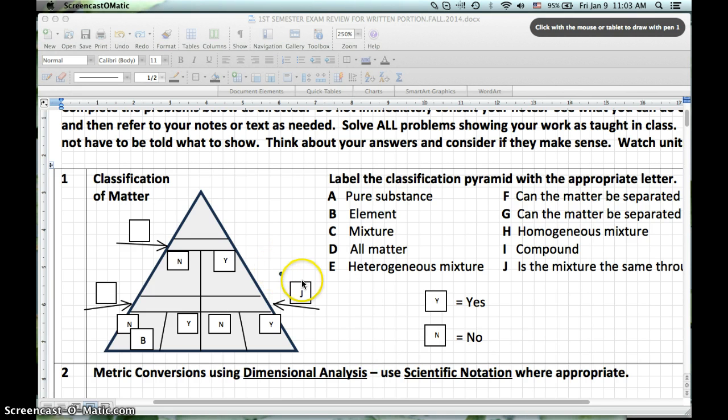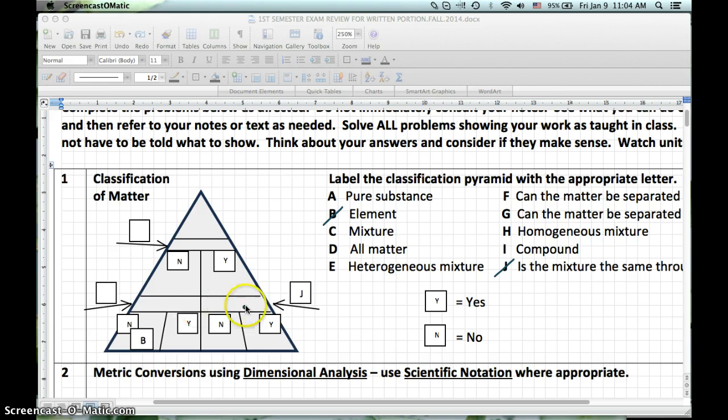So this is your classification pyramid, and this is our first chapter. This is kind of a puzzle that I wanted you to solve. The N is for no. So if you look at the pyramid, no, yes, no, yes, no, yes. B is for element, so we can cross the B off. And then J, rather: is the mixture the same throughout?